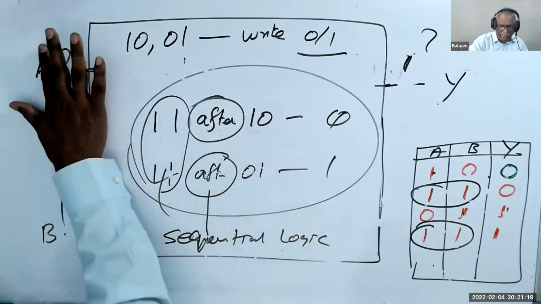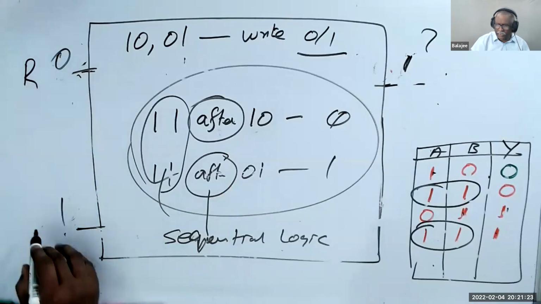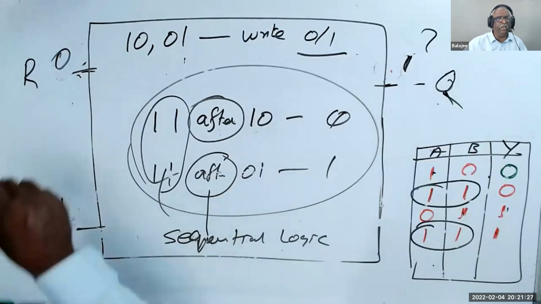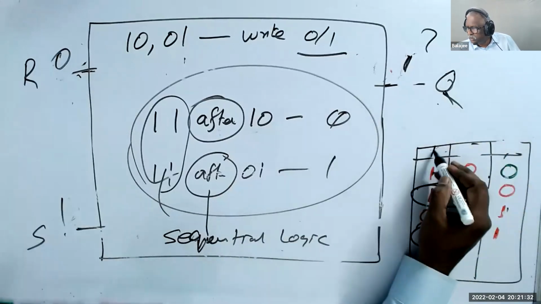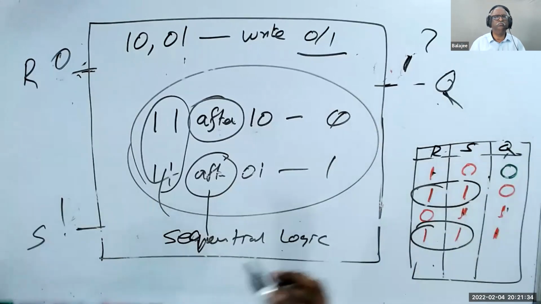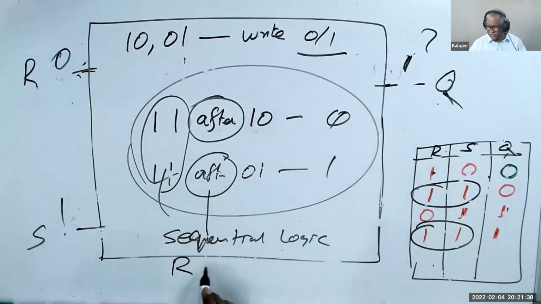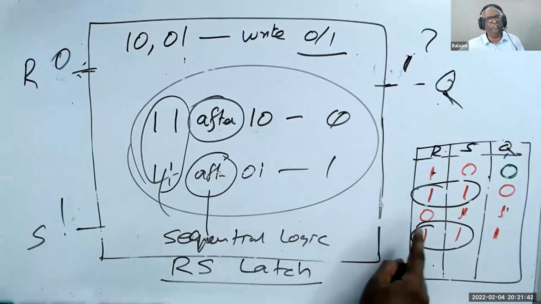And you get confused between combinational and sequential. That's the reason they change the name here. They change the name to R, S, and Q. A, B, C means combinational logic. R, S, Q means sequential, so they've changed the names. This is called RS latch. Understand RS latch. Don't forget the table.